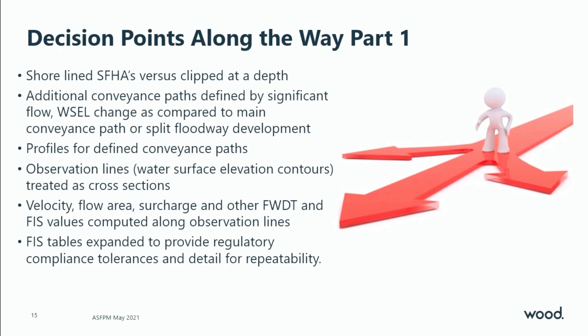We need to do some expansions in our FIS tables to provide regulatory compliance tolerances. For a given location of a given observation line, what is the tolerance across there on averaging to get your surcharge or get your water surface elevation? We need enough detail in the FIS tables so that we can have repeatability so that the regulatory enforcement down the road with LOMARs can function.